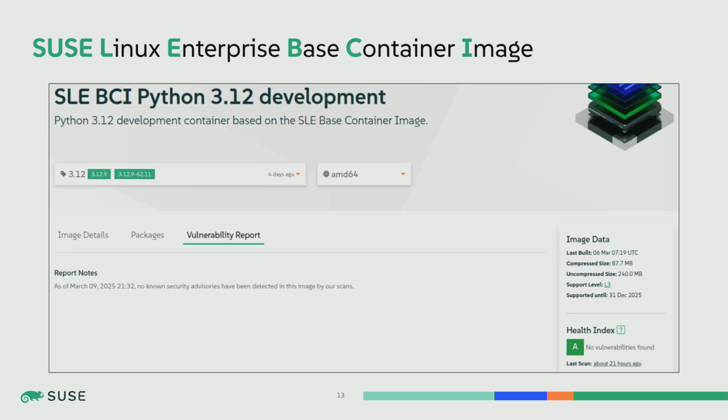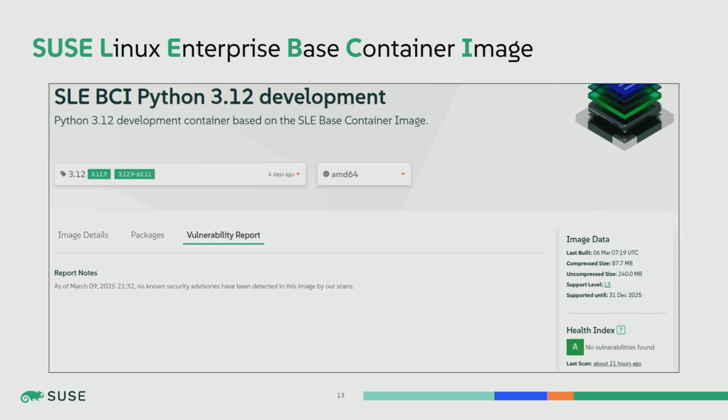So that's an example, and these screenshots are from yesterday. This is an example of an image that runs basically Python 3.12 coming from BCI. You can see that the vulnerability report is basically 0. So you don't have any CVEs, either critical or just warning, etc. So 0 CVEs. And you can see that the scan happened 21 hours ago, which means that it's running every 24 hours.